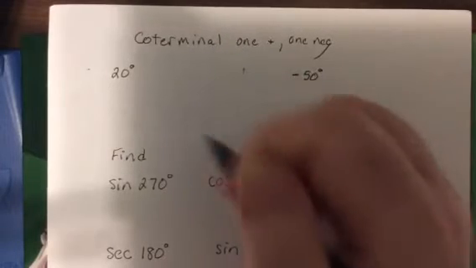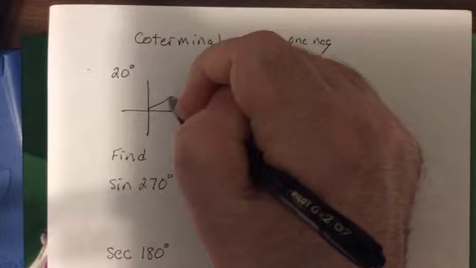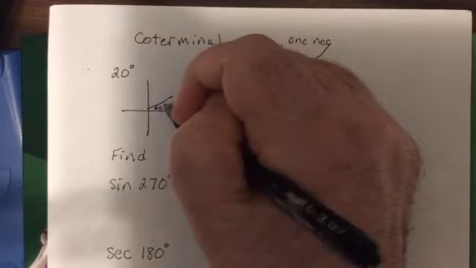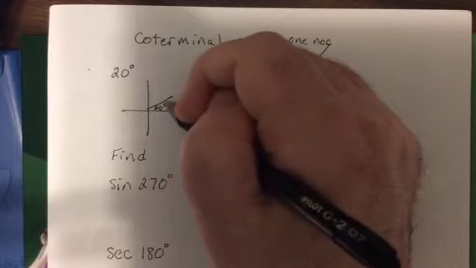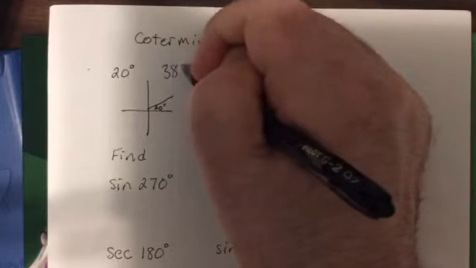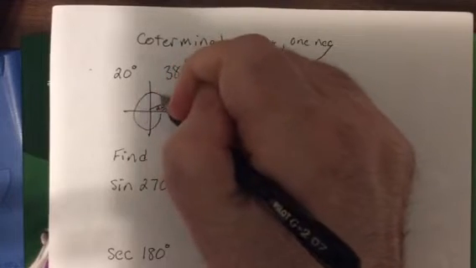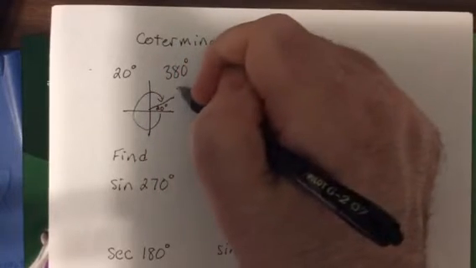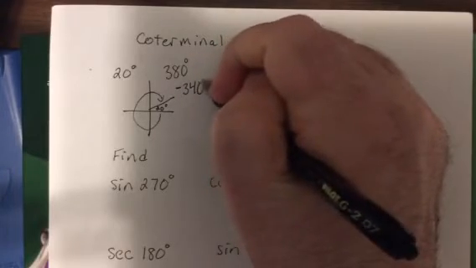Coterminal, 1 negative, 1 positive. Here's 20. That's probably still a little bit too big. But 360 and 20 more would be 380. And then going the other way, you're 20 short of 360, so it'd be a negative 340.